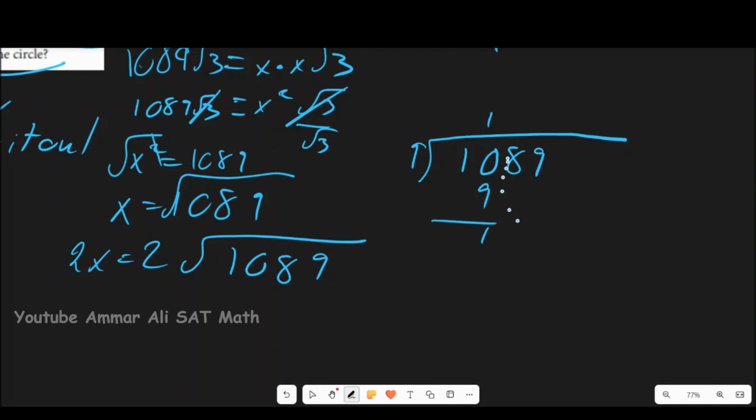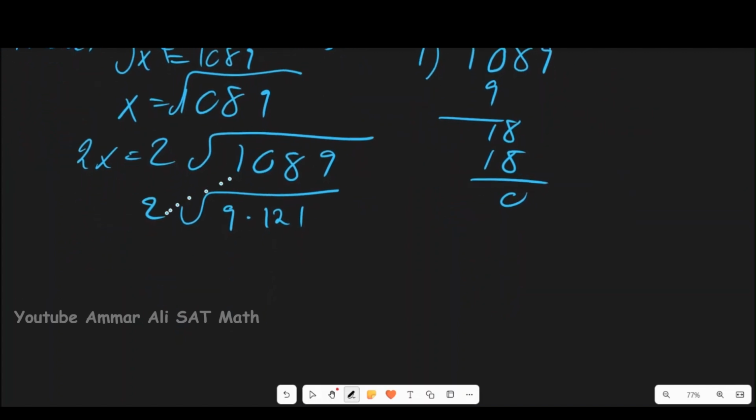9 times 1 is 9, 10 minus 9, we get 1 left over. Bring down the 8. 9 times 2 is 18. Oh, look at that. It becomes 0 and then 121. So we are basically left with the square root of 9 times 121, square rooted, all times 2. That really wasn't that hard, right?